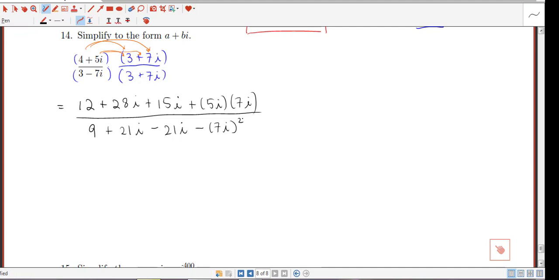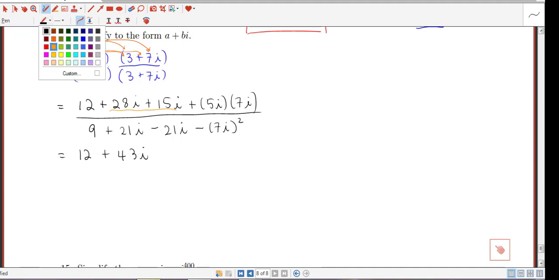Okay, now let's keep on simplifying this. So this is going to be 12, and then I know that I could combine the 28i and then also the 15i together. What is that? 43i. So let me just combine that together then. So I'm just going to do it like this. Let's just combine these two. So you're going to have plus 43i. Now let's take a look at this portion right here.